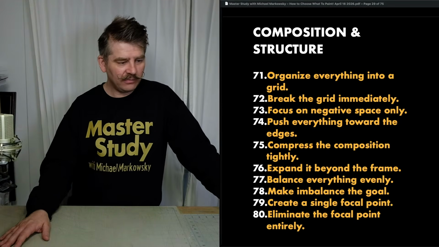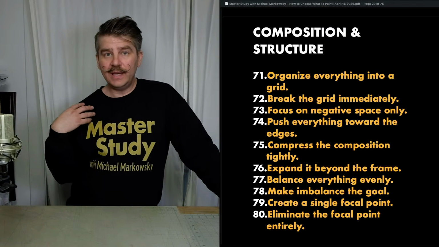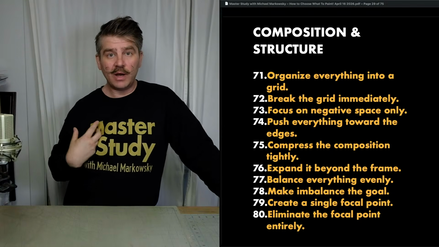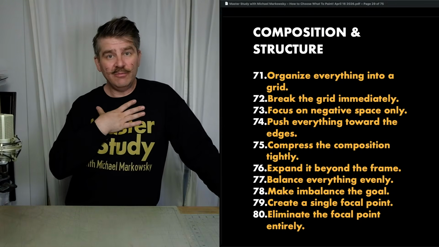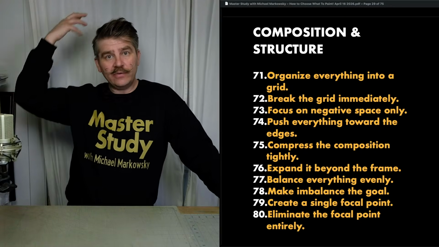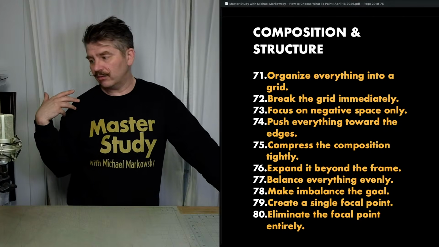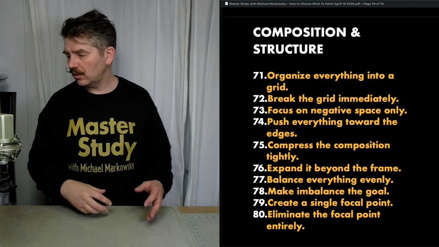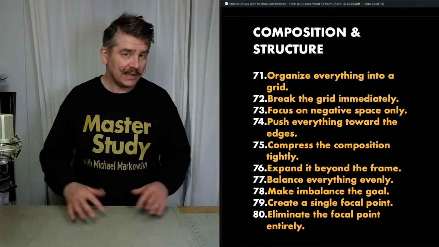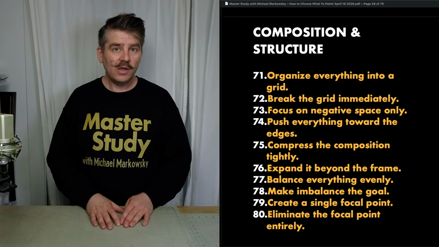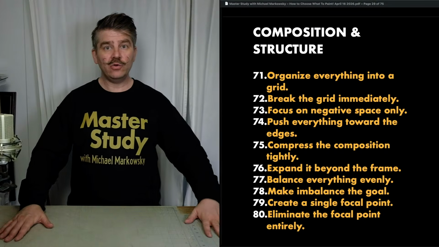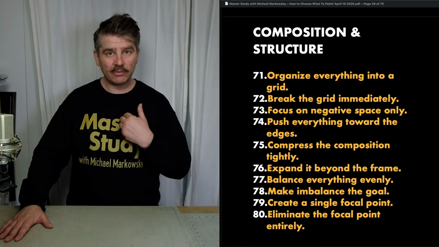73 is focus on negative space only. The negative space when we talk about art is the space around a positive shape. If you're looking at me, we might consider me to be a positive shape, and the space around me being negative space. Technically, there are curtains and windows and tables and cups that could also be positive shapes. But one way of doing it, if you did a drawing of me right now, would be to draw everything except for me.